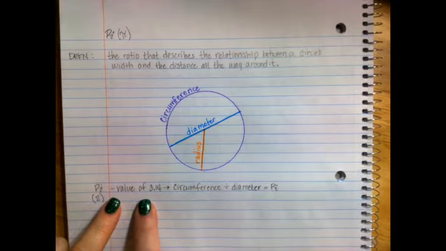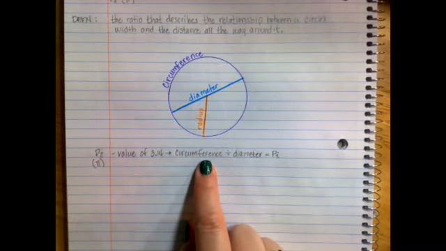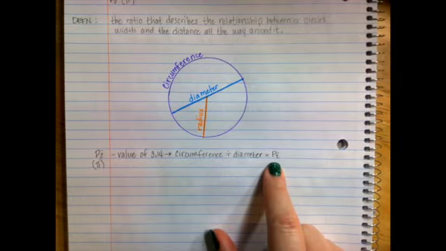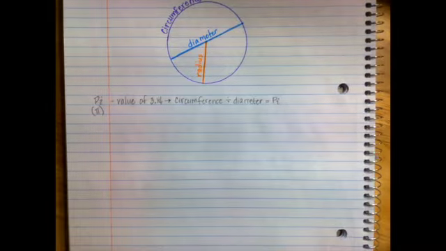Now, pi, we know, is the value of 3.14. That is found by taking the circumference of any circle and dividing it by the diameter of that circle. Then you get pi. All right, so let's show this, okay?